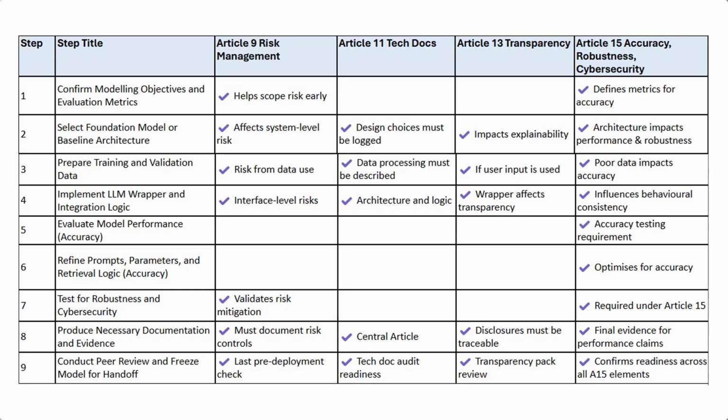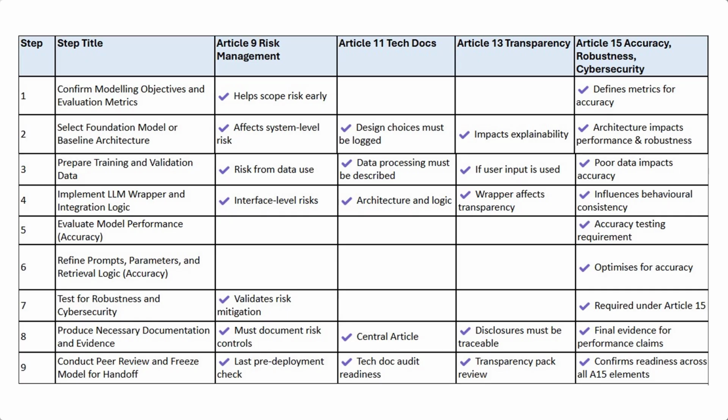Then, step number 2, when we come to selecting the foundation model, this affects our system level risk. So Article 9 applies over here, and any design choices that we made need to be documented. That's where Article 11 comes in. If we've got any impact on the user, we need to make sure that we make that really clear to support Article 13. And if your architecture impacts the performance or robustness, we need to have that dialed in so that we don't fall foul of Article 15.